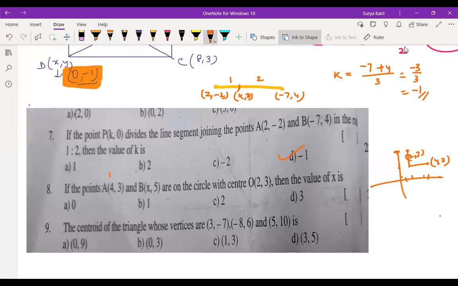You can find it by the distance formula also. Distance formula we can use, and we'll get the answer as 2.